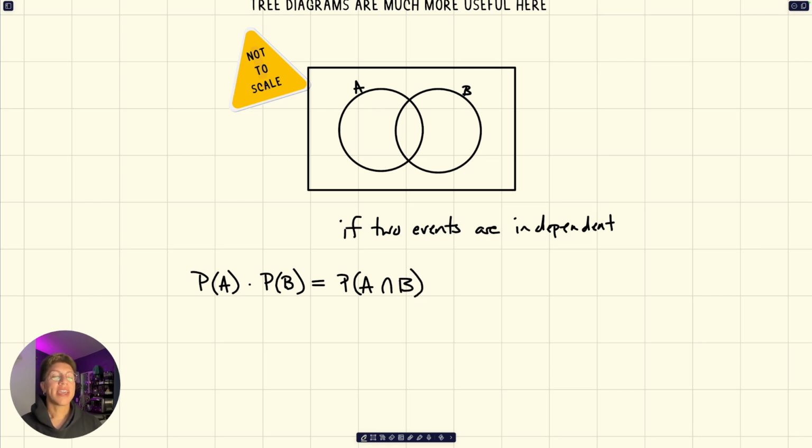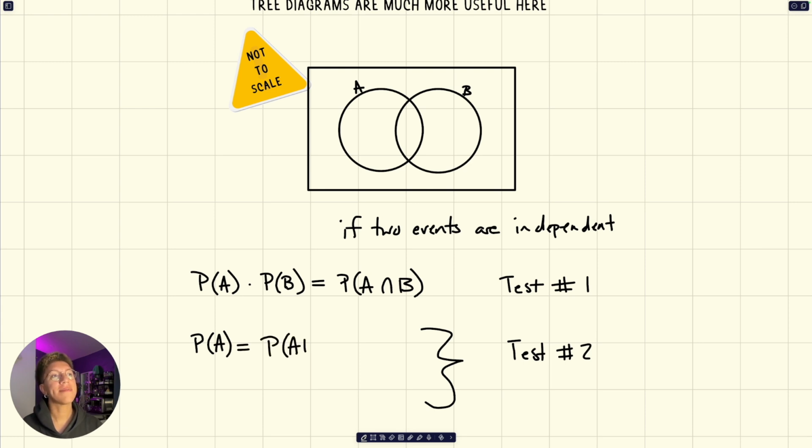So this is kind of like our test number 1 for independence. There's a second test using conditional probability. And we can say for our second test, let's try that again, that two conditions have to be met. And that condition is that the probability of A is equal to the probability of A given B. So basically we're saying the probability that A happens is the same even when we know that B has occurred.